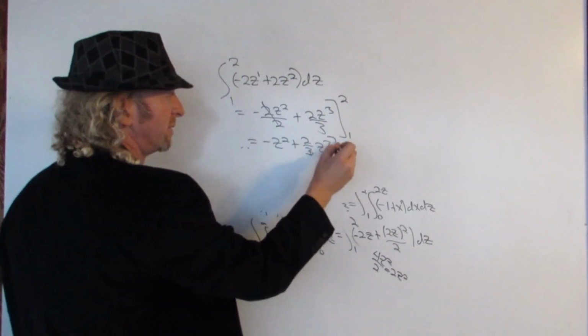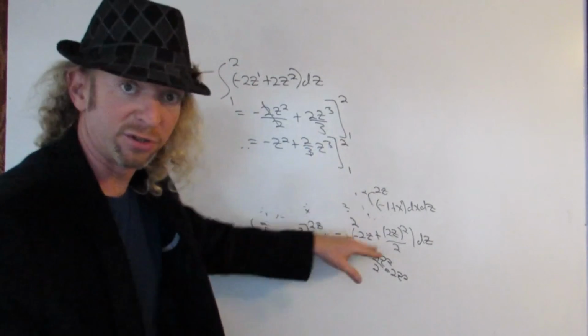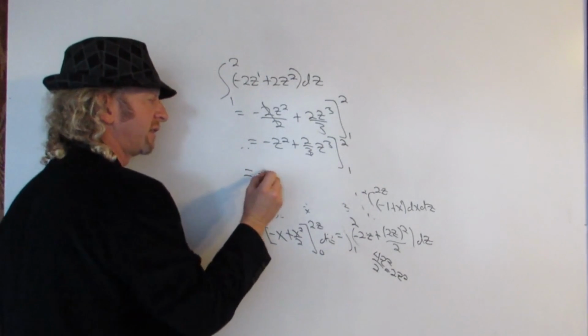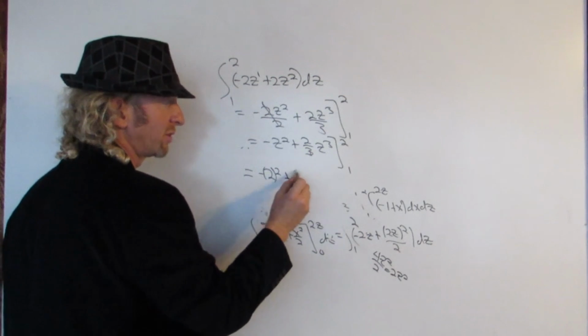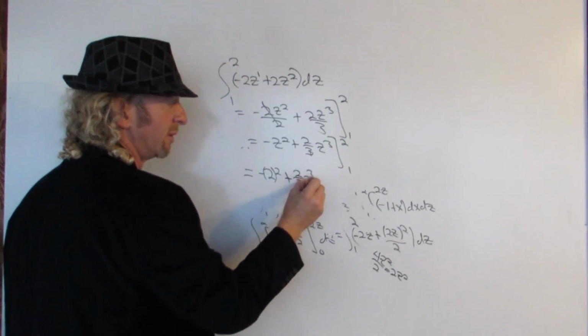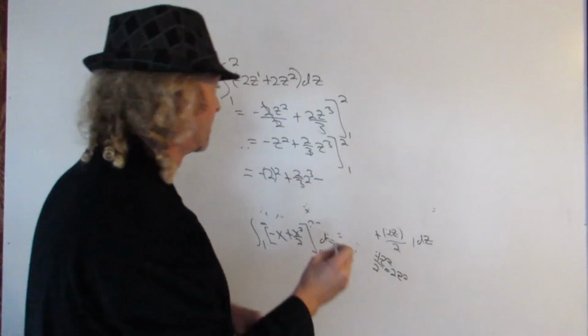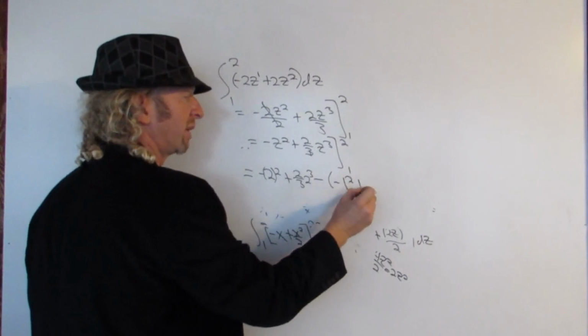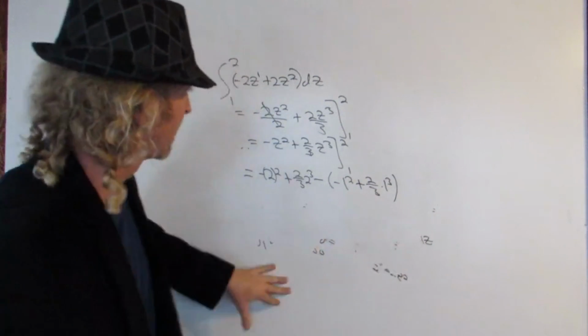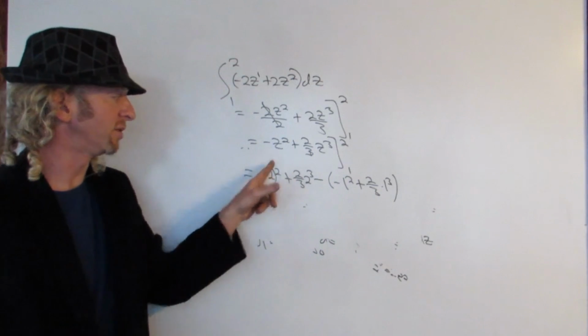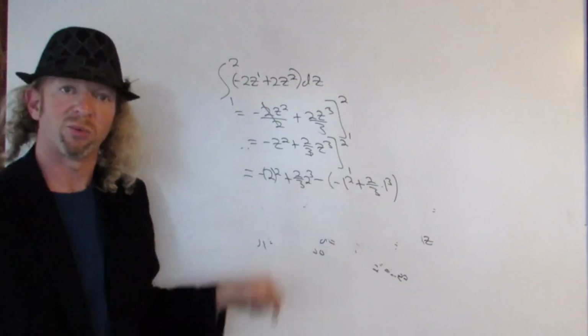And then we're going from 1 to 2. First you plug in the 2, so let's do it. You would get negative 2 squared, in parentheses there if you really want to show extra steps, plus 2/3 times 2 cubed. Minus, and then you plug in the 1. So it'd be negative 1 squared plus 2/3 times 1 cubed. Just plugging in the 2, subtracting, plugging in the 1. Plug in 2, we got that. Subtract, plug in 1, there it is.